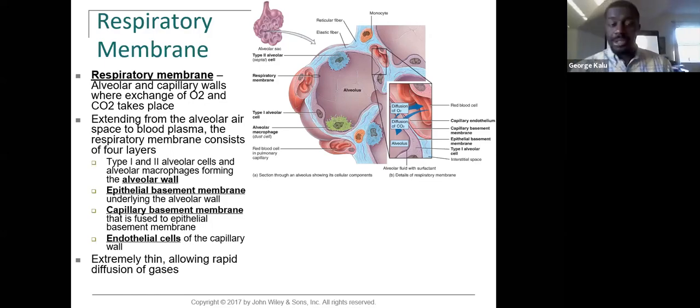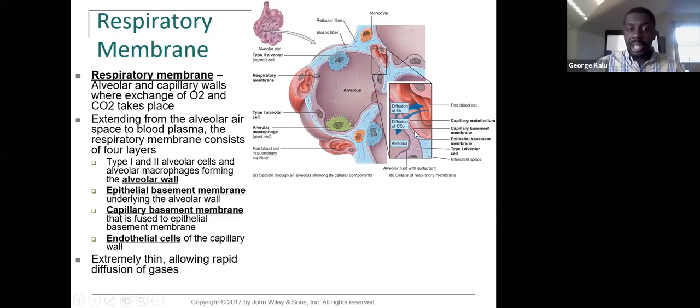And so there's going to be a total of 4 layers that are going to make up the respiratory membrane. The first layer is the alveolar wall. Okay, so if we zoom in to our alveolus here, we're going to have our alveolar wall, which is going to be made up of our type 1 and type 2 alveolar cells. Okay. So that's going to be where we find our oxygen and carbon dioxide, our gases.